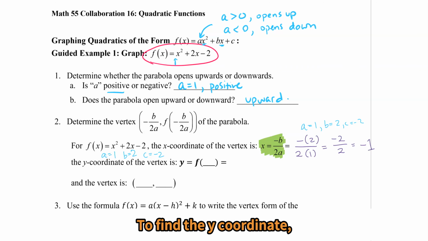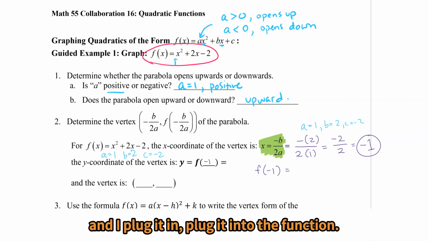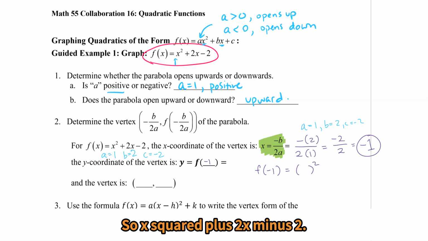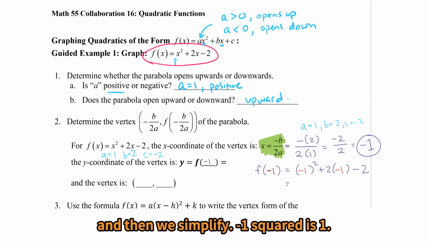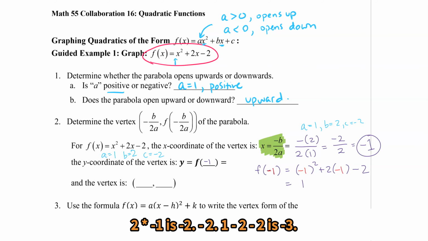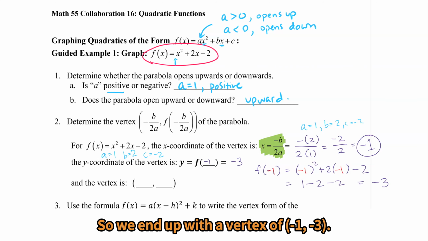To find the y-coordinate, I take that negative 1 and I plug it into the function. So x squared plus 2x minus 2. I'm going to plug in negative 1 where x was. And then we simplify. Negative 1 squared is 1. 2 times negative 1 is negative 2. Minus 2. 1 minus 2 minus 2 is negative 3. So we end up with a vertex of negative 1, negative 3.